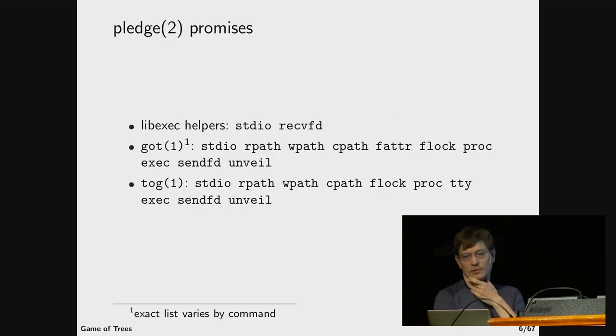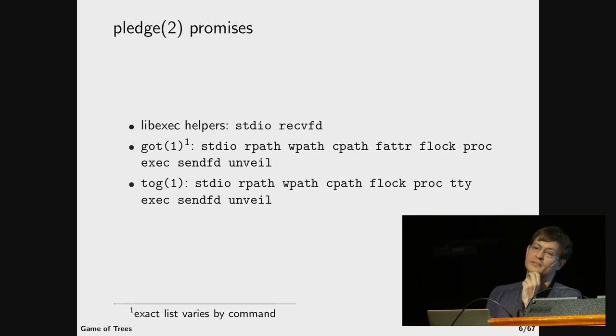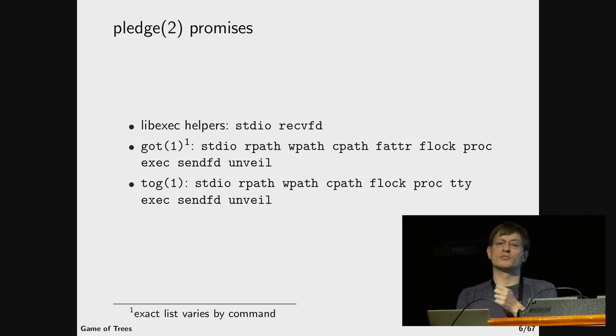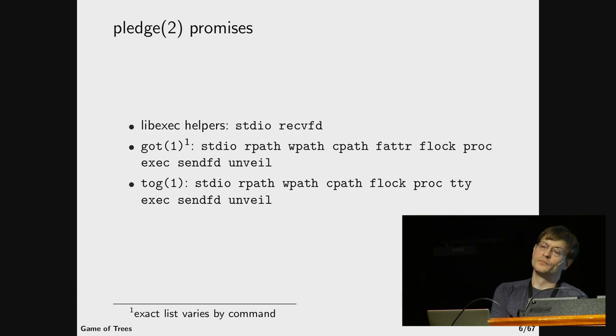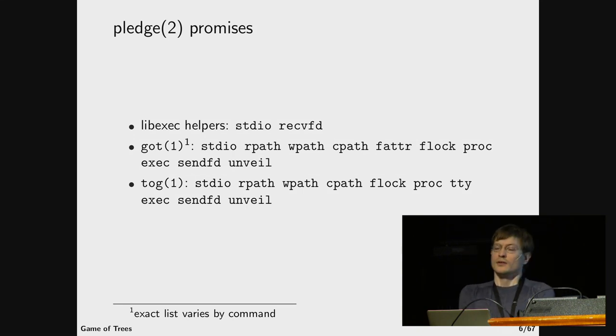This is the pledge promises that we're using currently. There is no network access yet, so you don't have INET and DNS in here. Those would, of course, have to be added in case network support is implemented. But the helpers that actually read data have a very limited exposure to system calls. So they can really only do things like mmap, and they take file descriptors for reading data and file descriptors for outputting data. And so if an attacker gets in there, they can't really do a lot at the system call level.